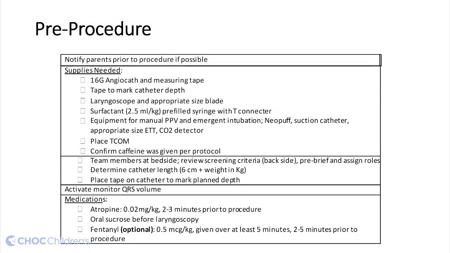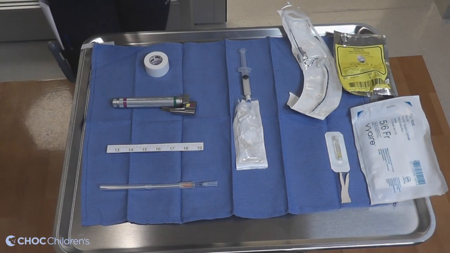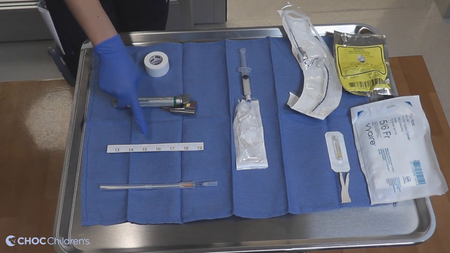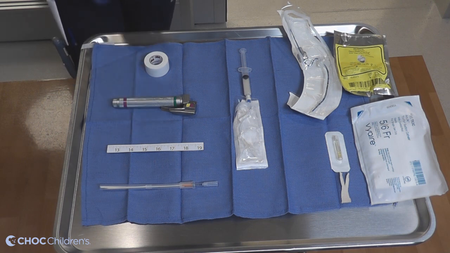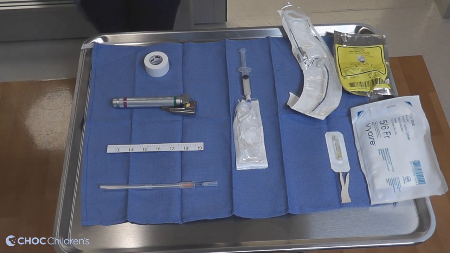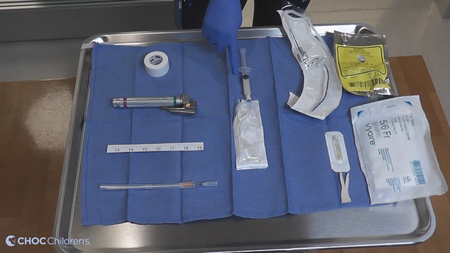Now that we know the indications and exclusions, let's go over the preparations needed for LISA and the steps for the procedure. We will start with the supplies. You will need a 16-gauge angiocatheter, measuring tape, a laryngoscope and an appropriate sized blade, tape to mark the catheter depth, surfactant pre-filled syringe with T-connector, and the dose for that is 2.5 milliliters per kilogram.